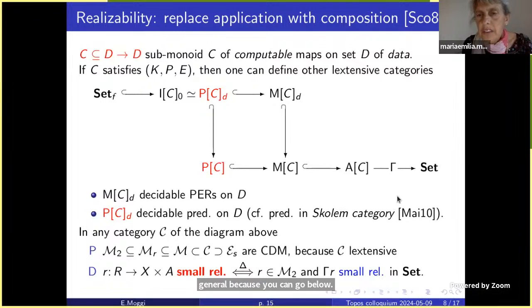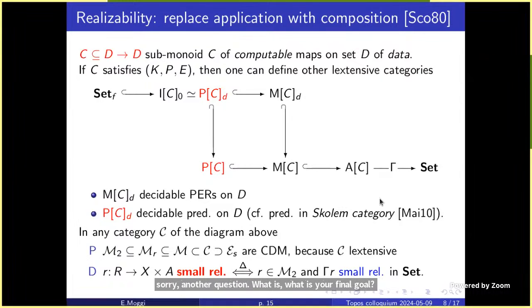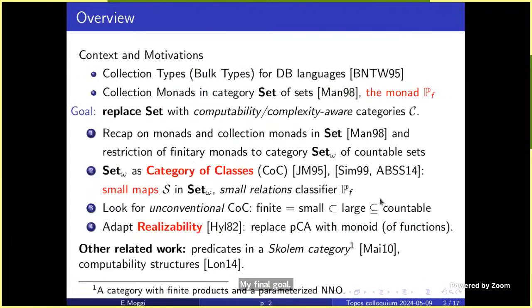And sorry, another question. What is your final goal? My final goal was to replace sets with some complexity-aware categories and still be able to define this notion of collection monad as defined by Bernays. So he only introduced this notion in the category of sets. What I've shown is that somehow you can generalize it to other categories, and basically it turned out to be the finite power set monad in disguise. Thank you.